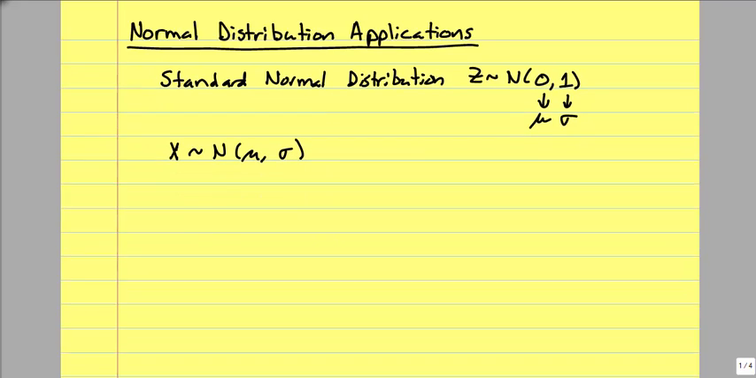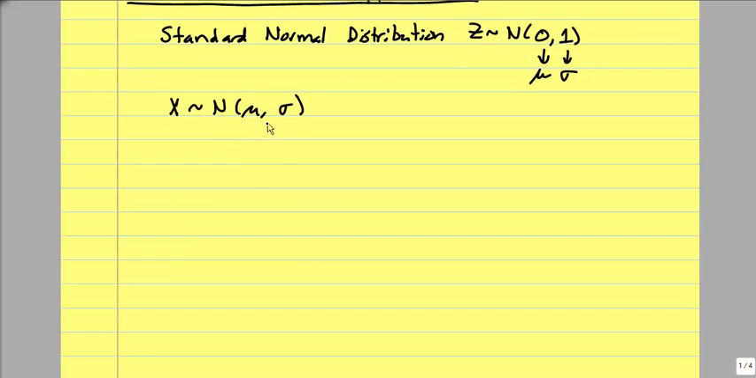And so what we have to do here in order to use our normal tables is we have to standardize the score. Now your calculator doesn't require that you standardize the score. The normal tables on the sheet of paper require that you standardize the score. It's good to know how to standardize the score either way, because being able to standardize is going to become very, very important when we get into our next section.